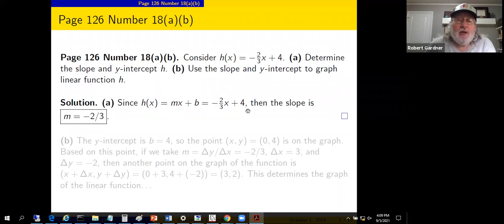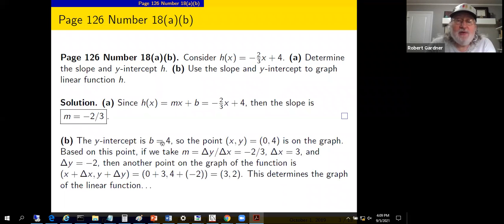So they want the slope. Slope must be negative 2/3. Y-intercept must be b equals 4. So (0, 4) is the point on the graph that corresponds to the y-intercept. And to graph this, use the slope and the y-intercept to graph the function. We've got one point and we've got a slope. Well, let's use that slope to find a second point, as we've often done.